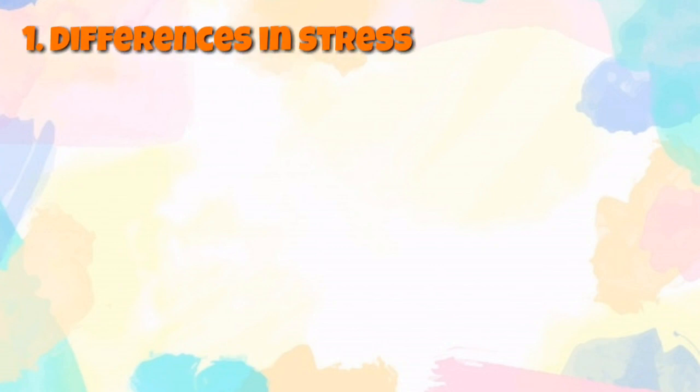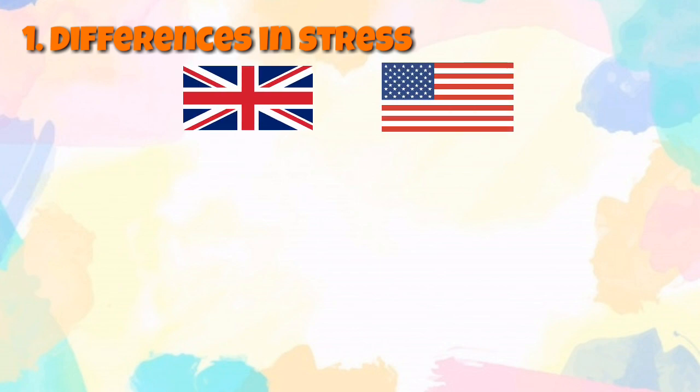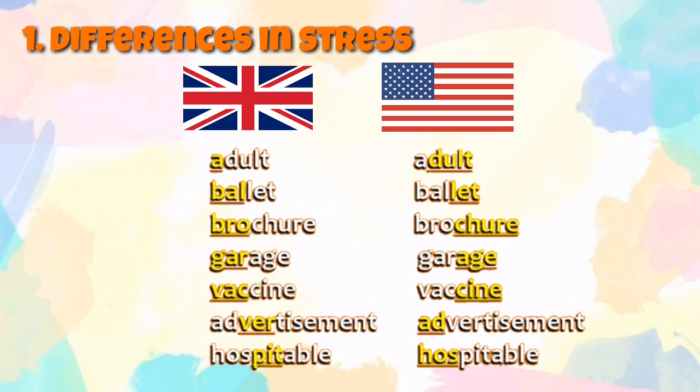Differences in stress in British and American English. Listen to the pronunciation. First, the British English, and then the American English. Adult. Ballet.